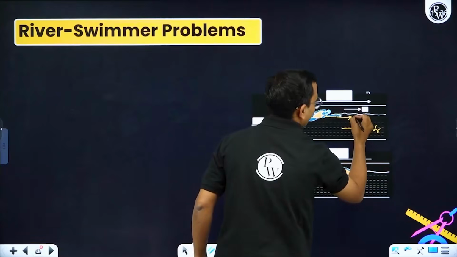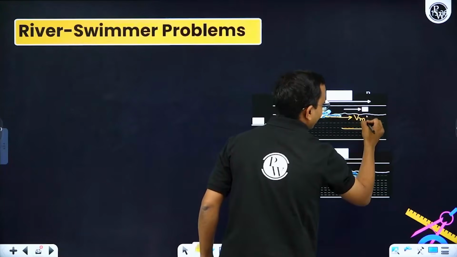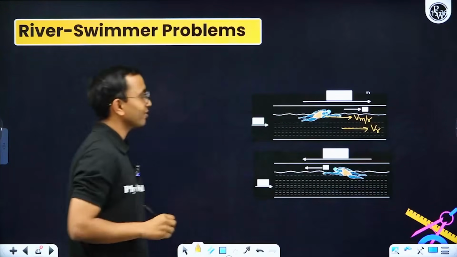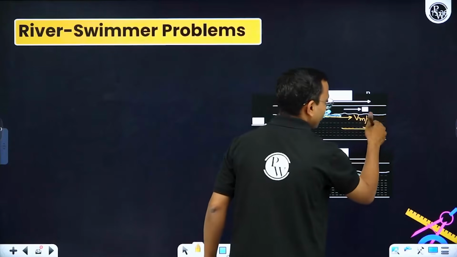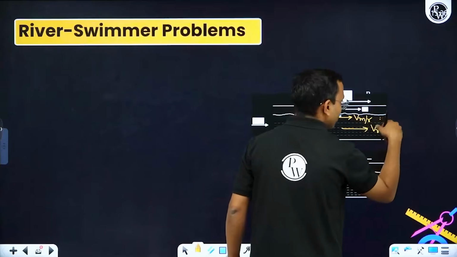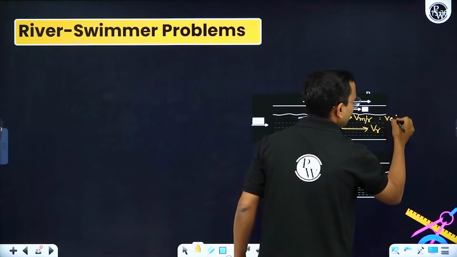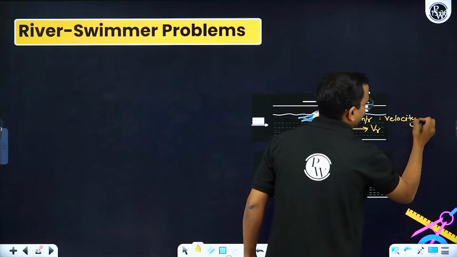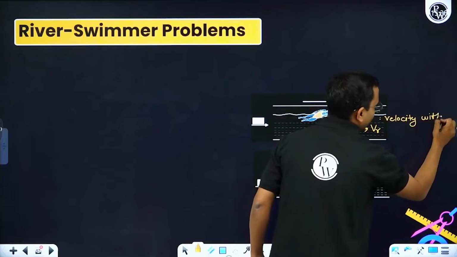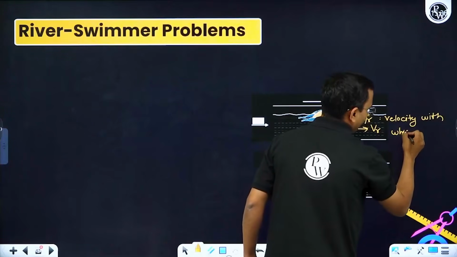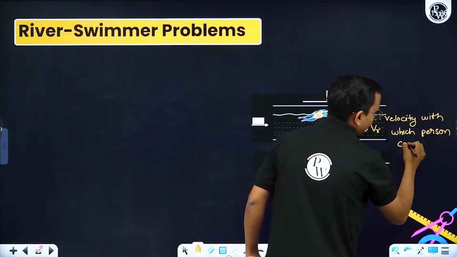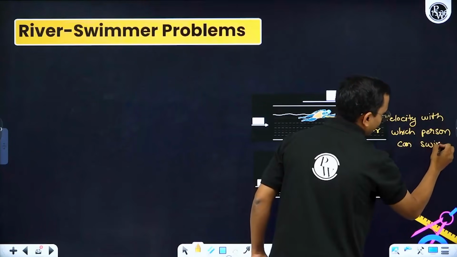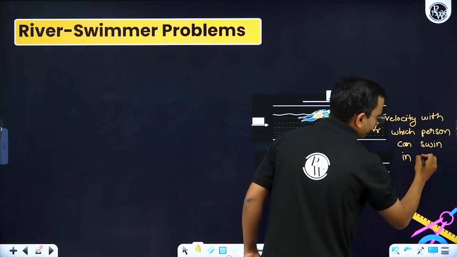This is the velocity of man with respect to river. This is the velocity of man with respect to river, meaning this is the velocity with which the person can swim in stationary water.